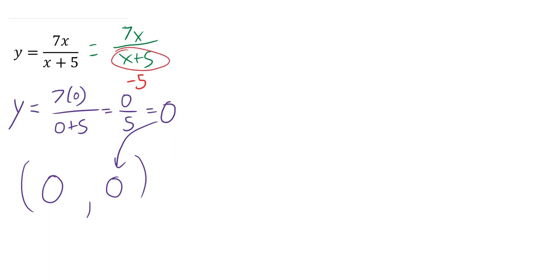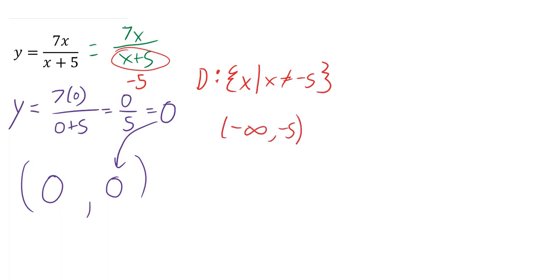In this case, it's negative 5. So my domain is all of the x's where x is not equal to negative 5. The set of all x's where x is not equal to negative 5. In interval notation, that would be everything from negative infinity to negative 5, and also everything from negative 5 to infinity, but I don't include negative 5, so I do these parentheses instead of squares.